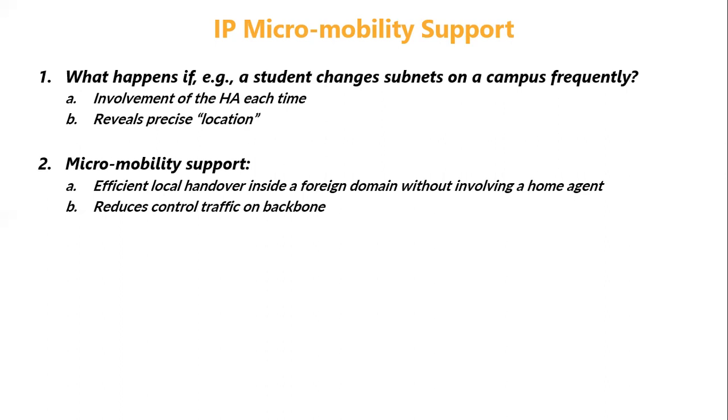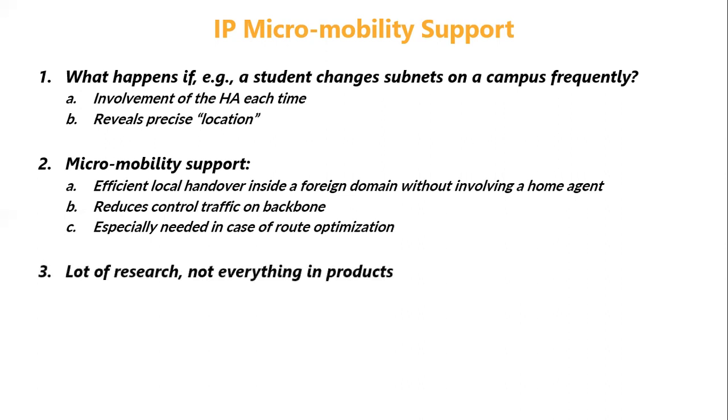So this router knows where the mobile node is currently. Within the campus only he is available, but he may be in some other subnet, so it will route it. Basically it provides efficient local handover inside a foreign domain without involving a home agent. That is what micro mobility does, and it reduces control traffic on the backbone. So the control traffic of the backbone system will be reduced.